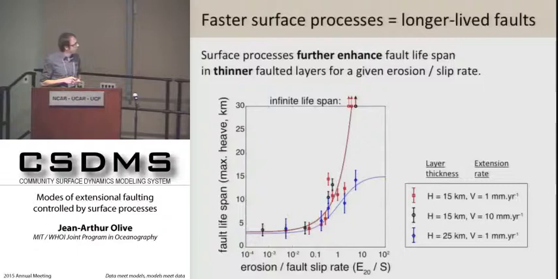But as soon as it does, you can extend the fault lifespan all the way to infinity, which is what we've shown in the movie, for instance, or in the snapshots. And that's only in the 15 kilometer thick layer cases. But if you're looking at a thicker or more mechanically strong layer, then you can actually only bring the maximum lifespan of the fault up to 15 kilometers. Just to reiterate that, if you apply very fast erosion on a relatively thin brittle layer, you can keep the faults active forever, but if you do this on a thicker layer, you can only expand their lifespan up to about 15 kilometers.